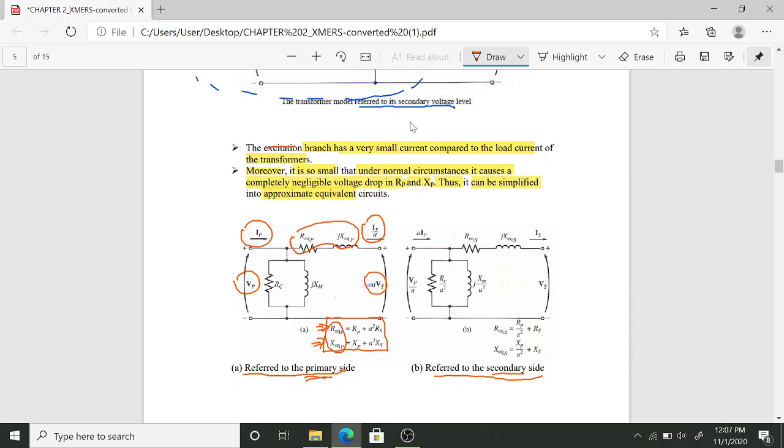And this one is referred to the secondary side. The values for VS and IS are maintained. Alright, and however, this one VP, you have to divide by A. The primary current you need to multiply by A, and RC and XM are also divided by A squared.